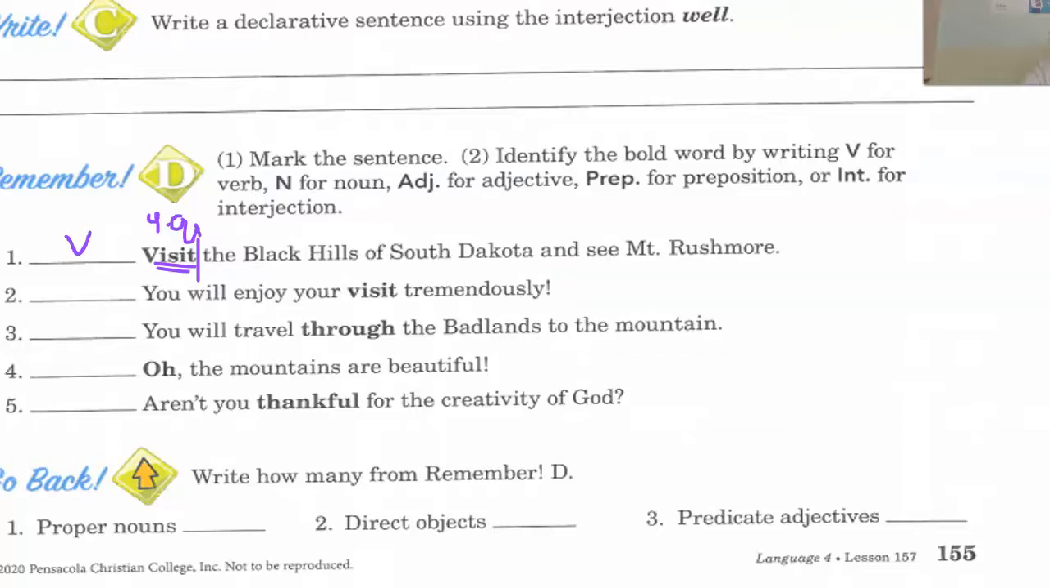Number 2 would be, and also at number 1, we should have underlined C. Number 2, you will enjoy, and visit here would be a noun because it's a direct object. You will travel, through is a preposition. Mountains are, O is an interjection. You are is subject verb, and thankful is an adjective. Now go back and complete section B. Your numbers should have been 5, 3, and 2. Now go back and do letter C and follow instructions.